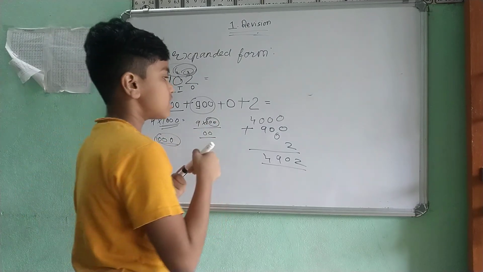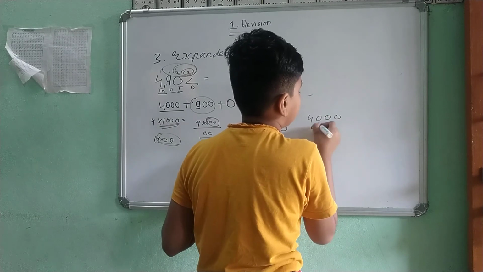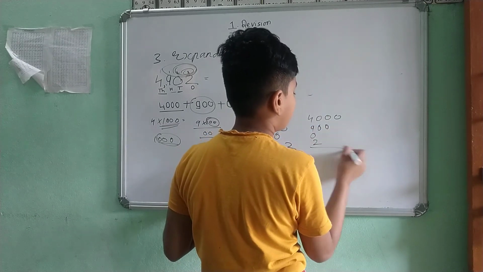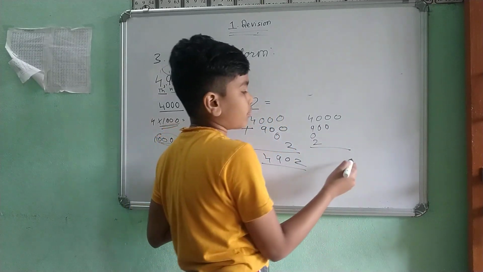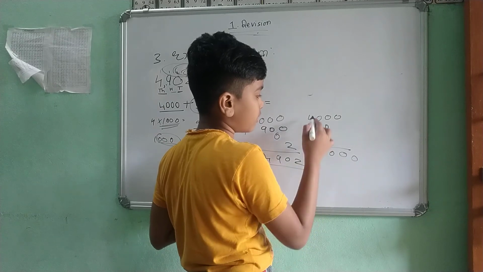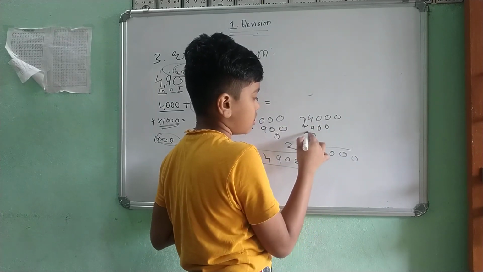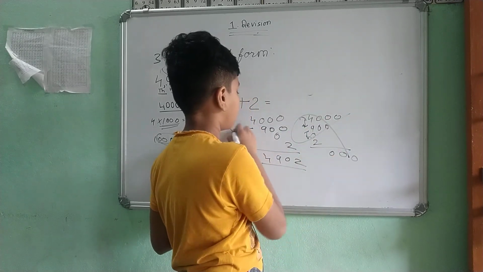Someone's not, because they will be writing like this: 4,900, 0 and 2. So this is the wrongest method you will use, because this will be 0 0 0, but 4 plus 9 of 2. This is wrong. Okay, so this is wrong. Not like this method, you have to do it in this method.